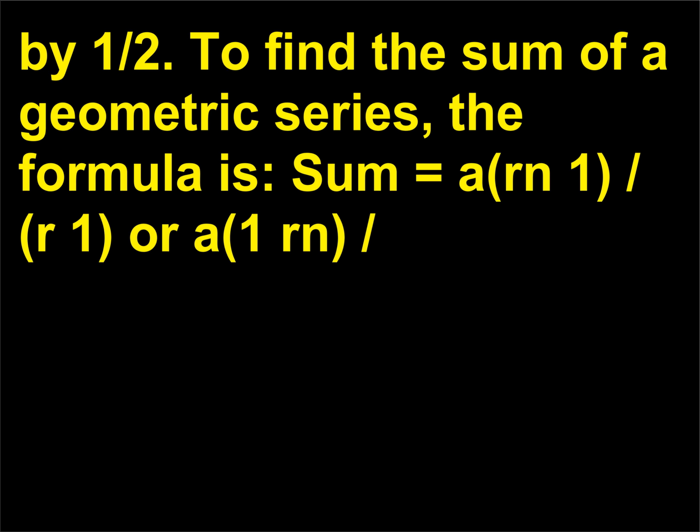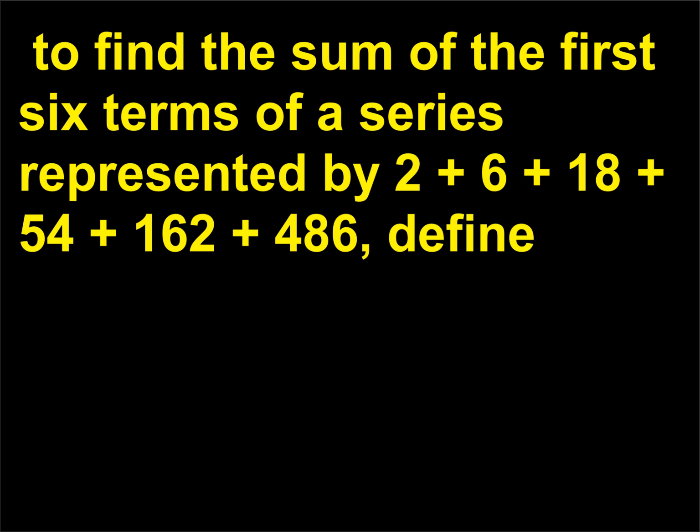For example, to find the sum of the first 6 terms of a series represented by 2 plus 6 plus 18 plus 54 plus 162 plus 486, define a equals 2, r equals 3, and n equals 6. Substitute the numbers: sum equals 2(3^6 - 1)/(3 - 1) equals 2(729 - 1)/2 equals 728.